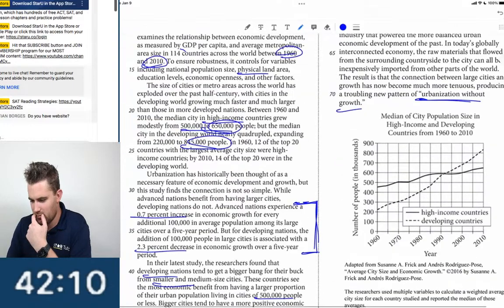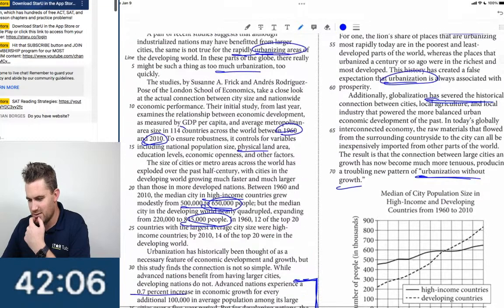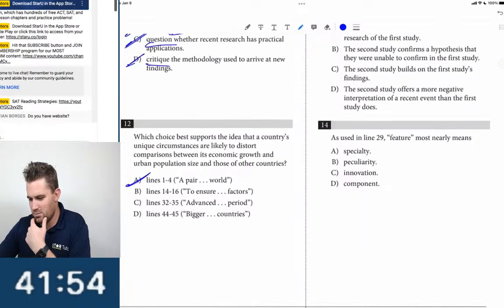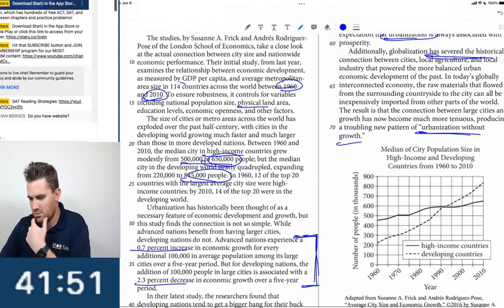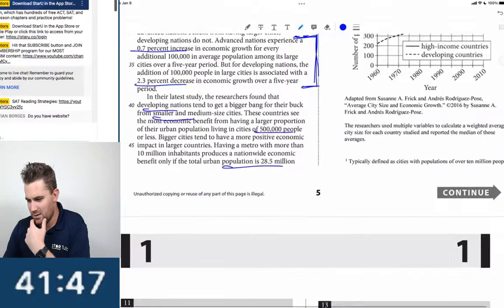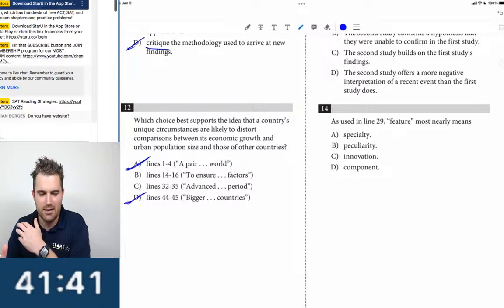I'm a little confused because 32 starts in the middle of a sentence. Let me go back here real quick. Study from last year's relationship between economic development and agriculture. Robust variables. Sorry guys, now I'm taking too long on this one. I kind of like this one better. It's not going to be D because those two are too closely related. I guess I could look at D, guys, but I don't think it's going to be D.